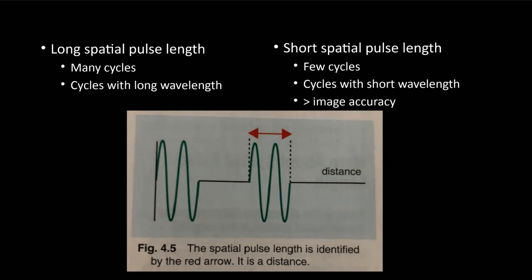So, pretty self-explanatory image here. If you are given units of distance on your axis, you are going to be able to calculate that by multiplying it with these cycles.